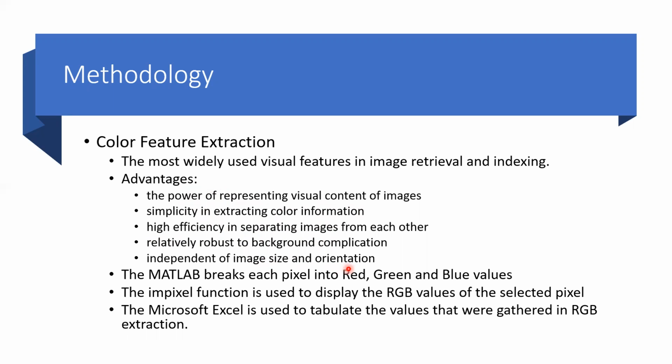image size and orientation. A color image, we all know this is the basic definition of color, is a combination of some basic colors, and MATLAB breaks each individual pixel of a color image, termed true color, down into red, green, and blue values. The authors gathered these RGB values by using the impixel function, which is used to display the RGB values of a selected pixel.